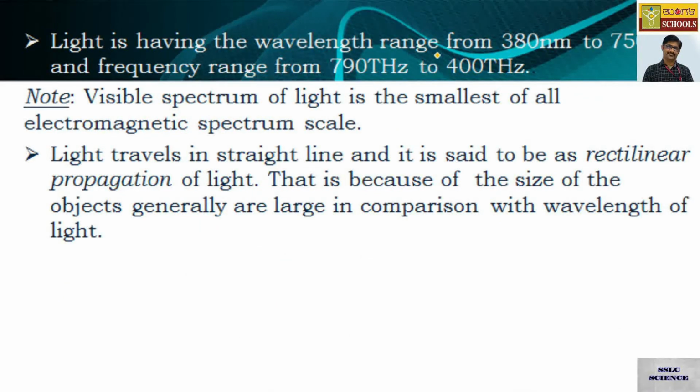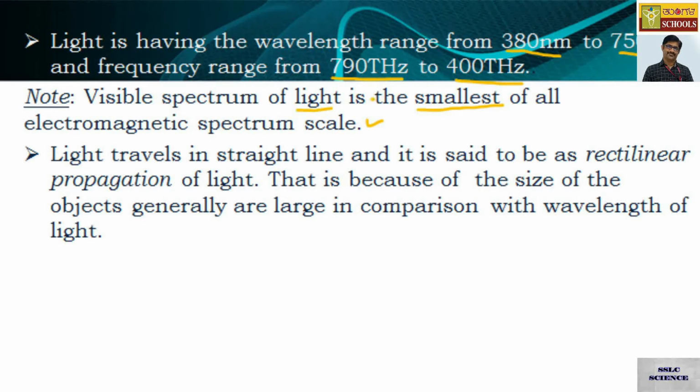Light is having the wavelength range from 380 nanometer to 750 nanometer and the frequency range of 790 terahertz to 400 terahertz. These are the wavelength range and frequency range of light. Note that the visible spectrum of light is the smallest of all the electromagnetic scale.